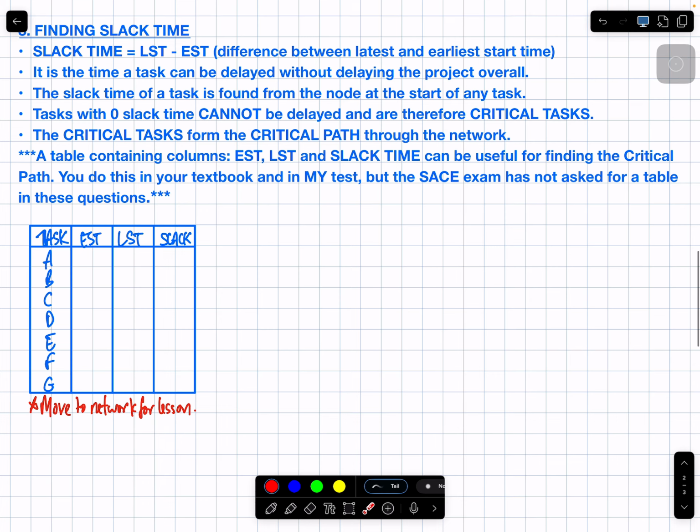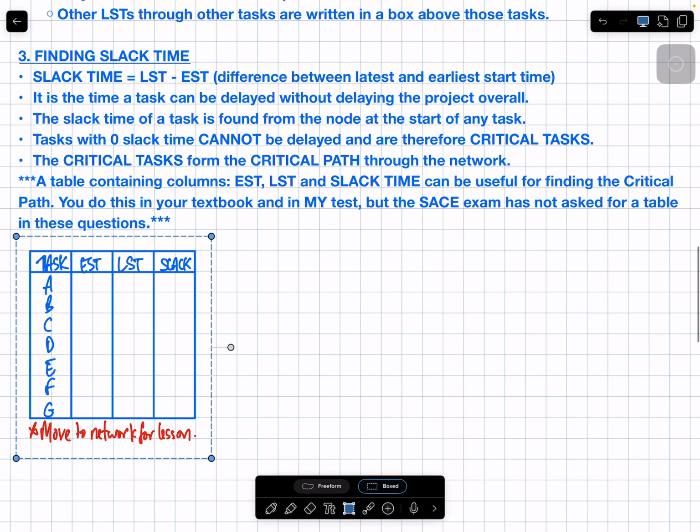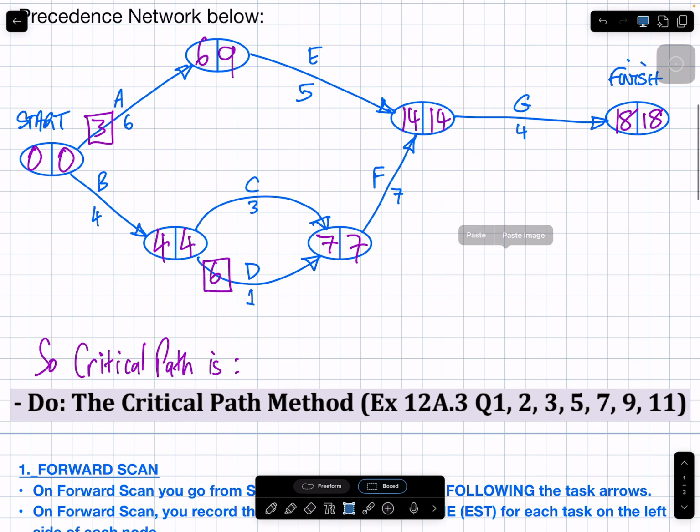So it's often useful that you use a table. In my test and in your textbook, you'll be asked to find the slack time using a table, but I've never seen the exam ask you to use a table. I'd rather you be able to use both ways, okay? So I'm going to copy this here and I'll show you how to fill that in.